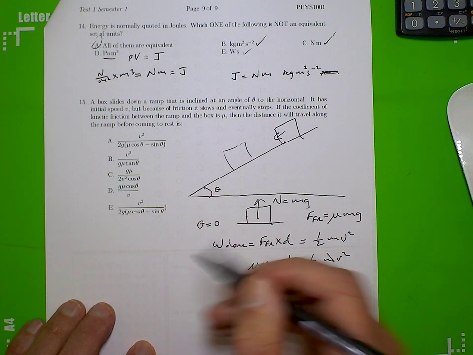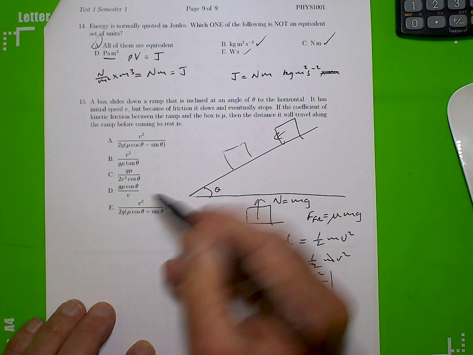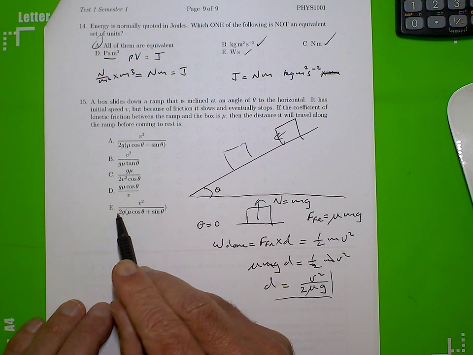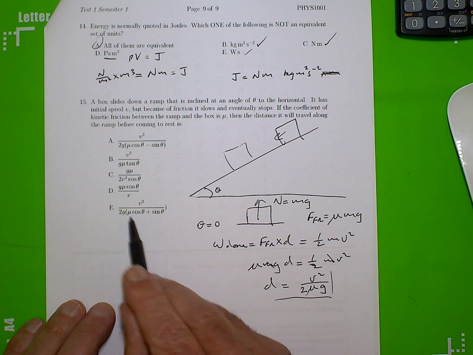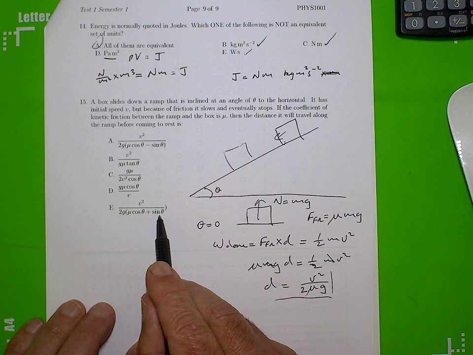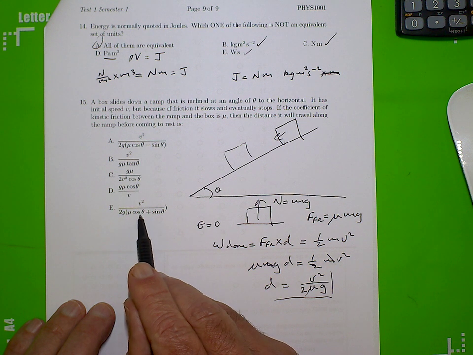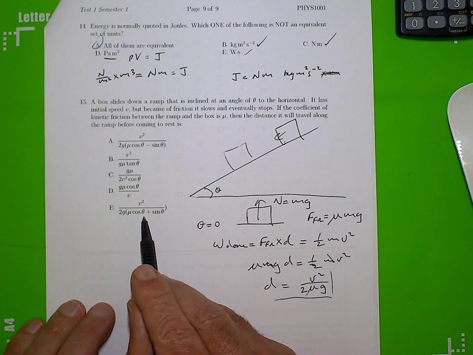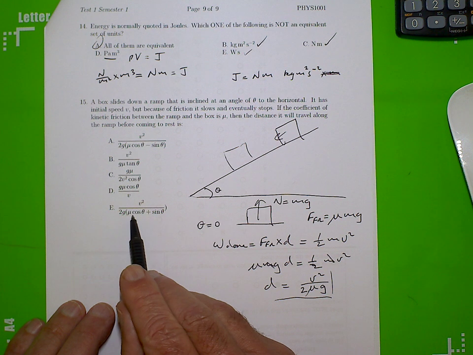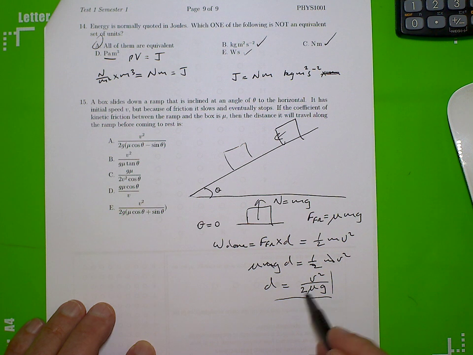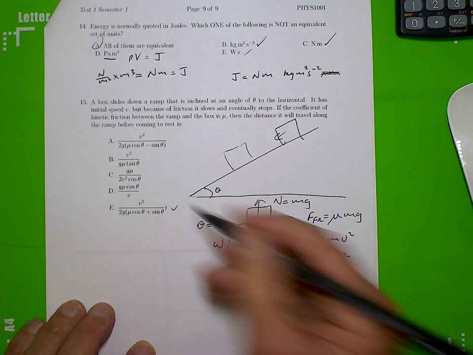So for the case of theta equals 0, any answer we get must reduce to this. So let's look at these starting at the bottom. This is v squared over 2g mu cos theta plus sine theta. So cos of 0 is 1. So this one will work, because sine of theta is 0. So this reduces for theta equals 0 to v squared over 2g mu. So that one could be.